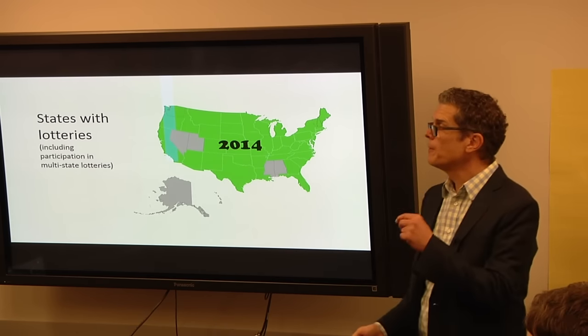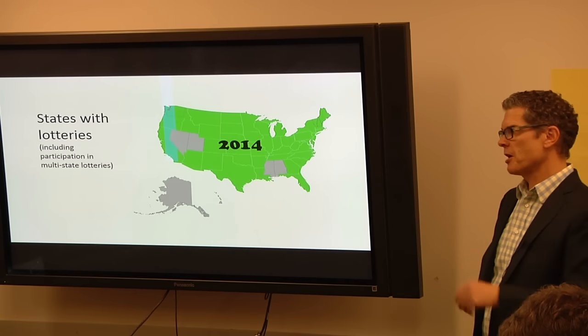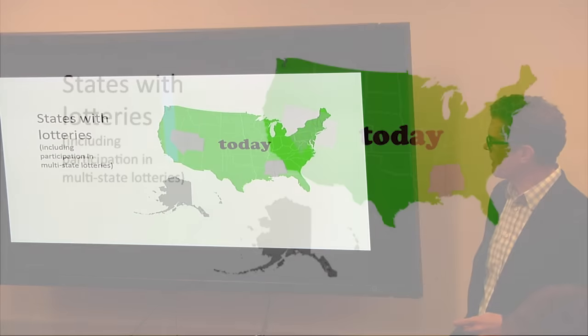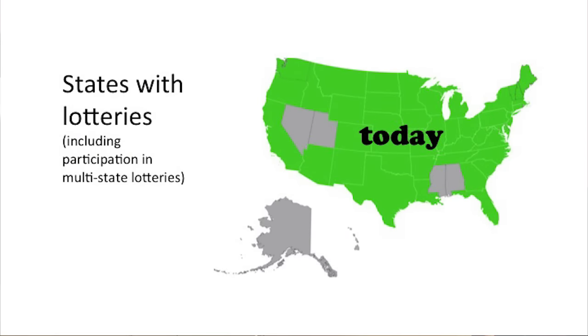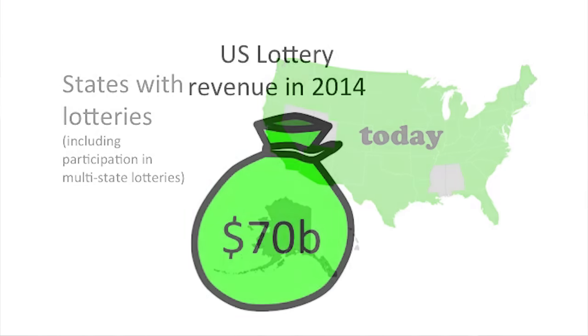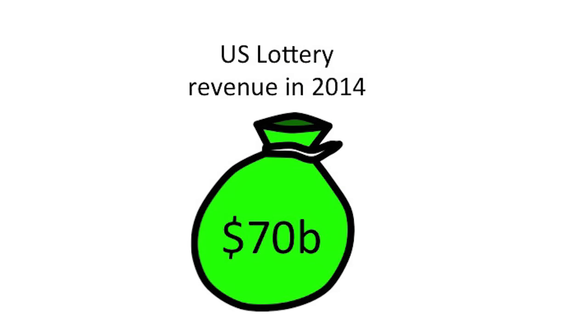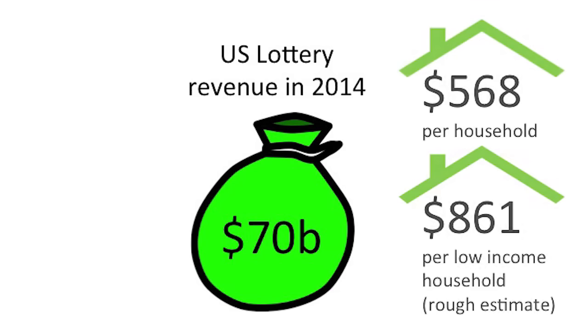And you don't see any states backing out? No. Well, one of the reasons is the huge amount of revenue. We're talking about a gross haul of $70 billion across the states. And how much of that actually goes into the state budget? Let's first do simple math per household: each household in the U.S. is spending $568 a year on the lottery.